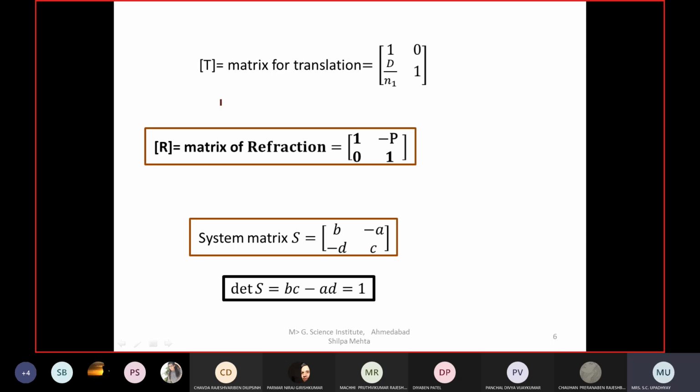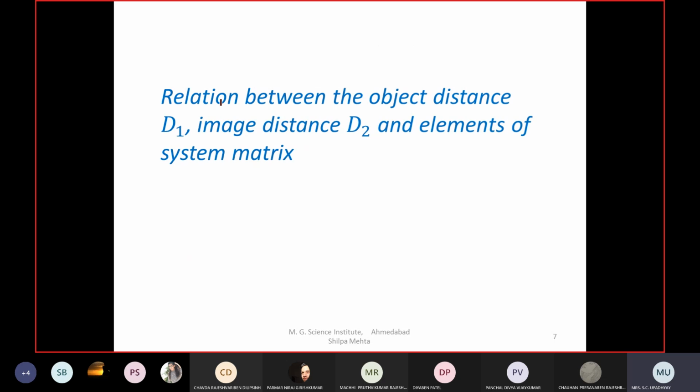So with all this in mind, now we are going to start the new topic. Today we are going to cover two topics. Number one, first we are going to find the relation between the object distance D1, the image distance D2 and the elements of the system matrix. The elements of the system matrix are A, B, C, D. We are going to derive that in the first portion, and in the second portion we are going to find the system matrix for a thick lens.